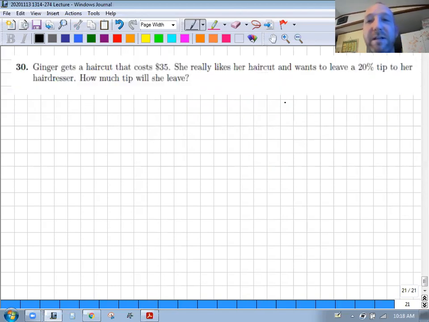All right, Ginger gets a haircut that costs $35. She really likes her haircut and wants to leave a 20% tip to her hairdresser. How much tip will she leave? All right, well, 35 times 20%, 35 times 0.2 is $7. All right, $7 tip.